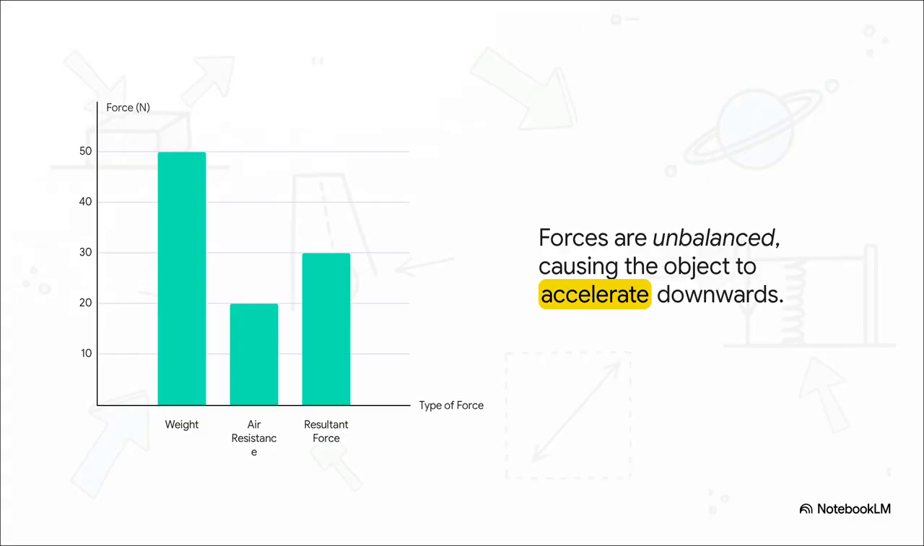Take a look at this falling object, for example. Its weight is pulling it down with 50 newtons of force. But at the same time, air resistance is pushing up with 20 newtons. See, the forces are unbalanced. To get the final score, the resultant force, you just subtract the smaller one from the bigger one. So 50 newtons down minus 20 newtons up, that gives us a resultant force of 30 newtons, still pointing down. And that's what makes the object accelerate towards the ground.